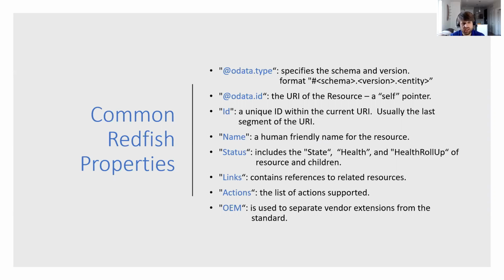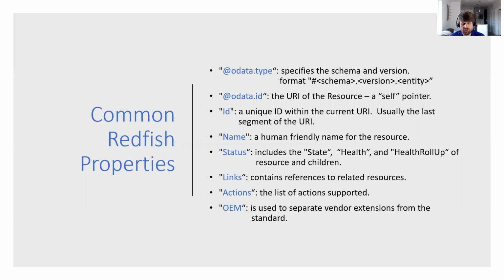Redfish is actually looking at adding a 4th property to status. That would be conditions. It's an array of messages to describe why the health or health rollup is warning or critical. The conditions is something Redfish is targeting for 2020.4 as well.